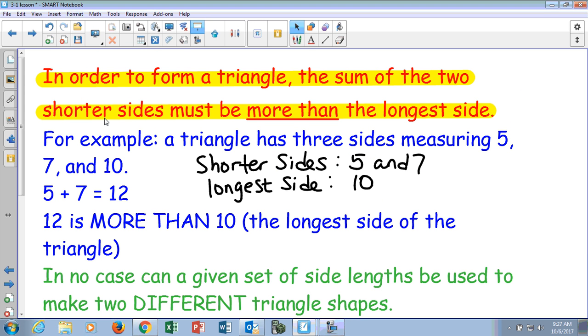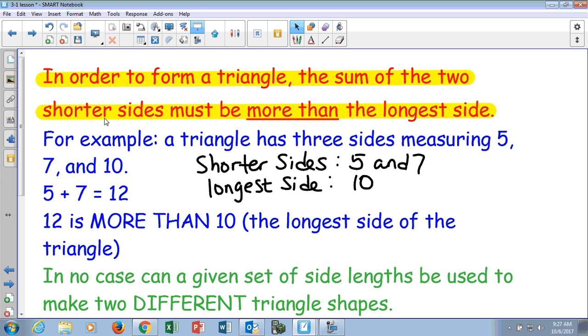So, lots of important information here. In order to form a triangle, the sum of the two shorter sides must be more than the longest side. That's kind of the big thing from this, right? From what you spent all day yesterday doing. So this is going to go in the summary part on the back sheet.